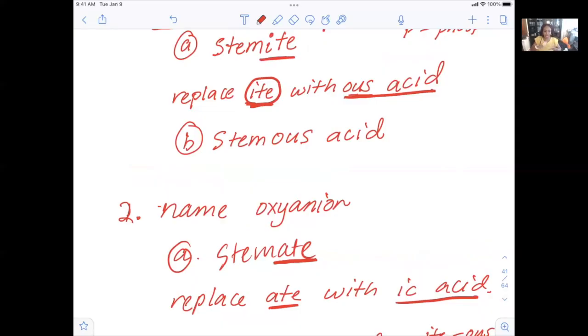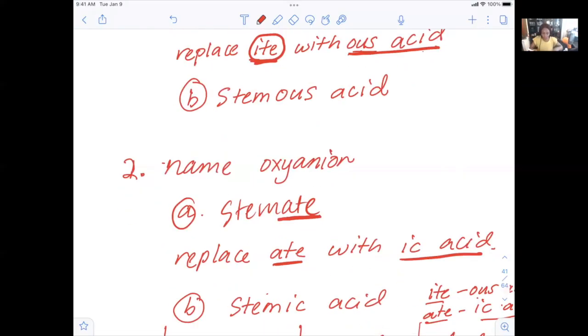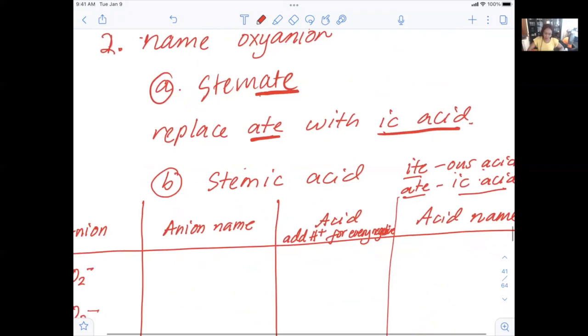STEMite, you name the anion first. So you look at the acid and try to visualize the anion within the acid. Name the anion first. If the anion ends with ITE, replace the ITE with US acid. If the anion you have visualized ends with ATE, after you have named it, replace the ATE with IC acid. So remember, I becomes US acid, A becomes IC acid.